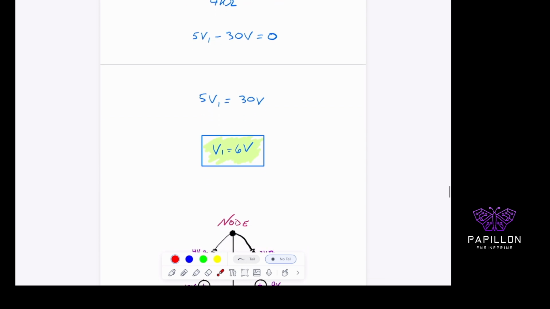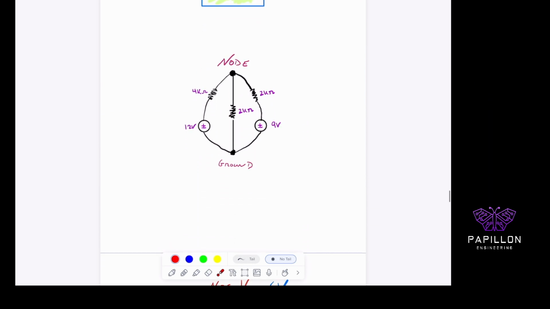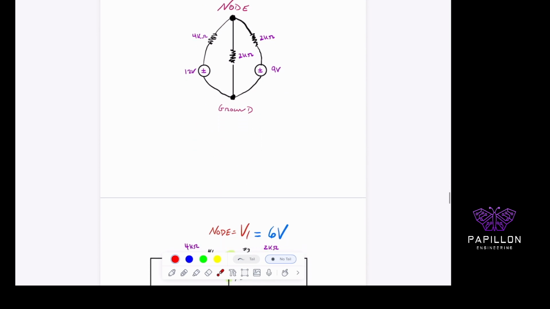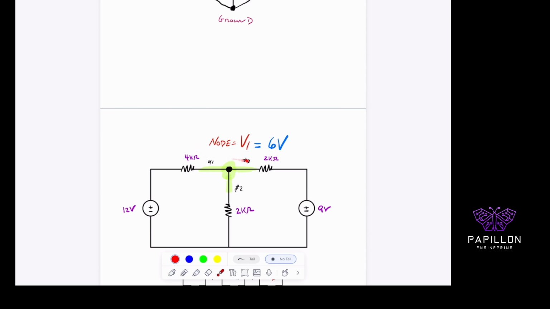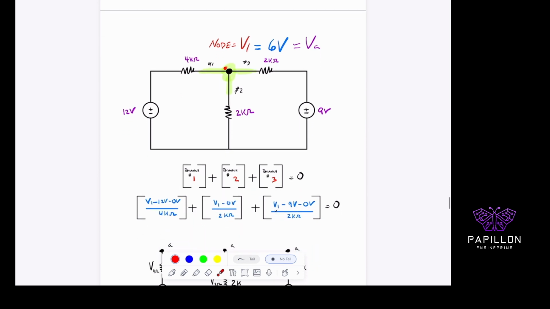So because V1 equals 6 volts, let's look at the practical example again. So here's my node, here's my ground. I now know that this entire node, my V1 or my VA, let me also add the VA because I know it's going to drive some of you guys nuts, my explanation, but it's the top node here, it's 6 volts over here. So I know the 6 volts here.